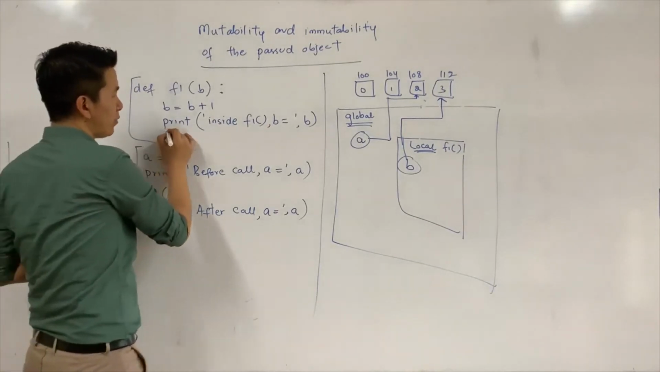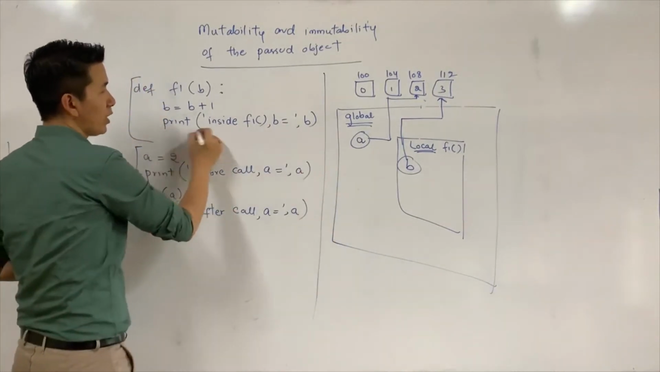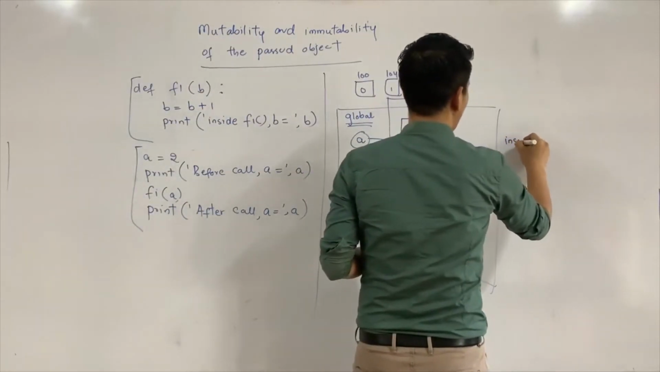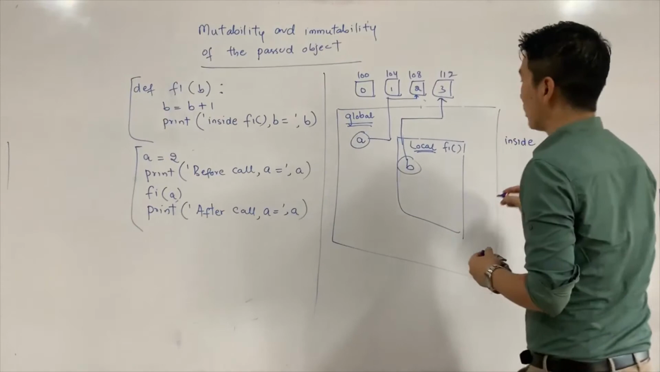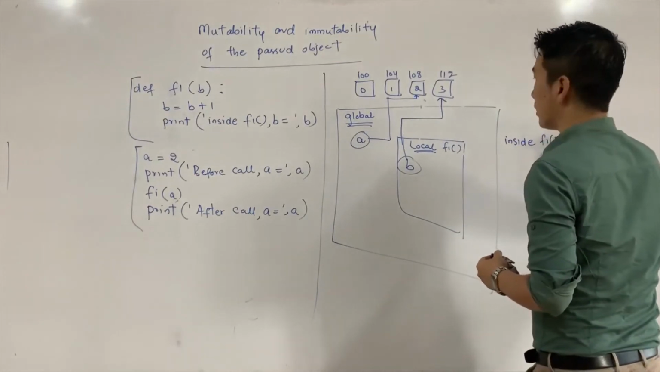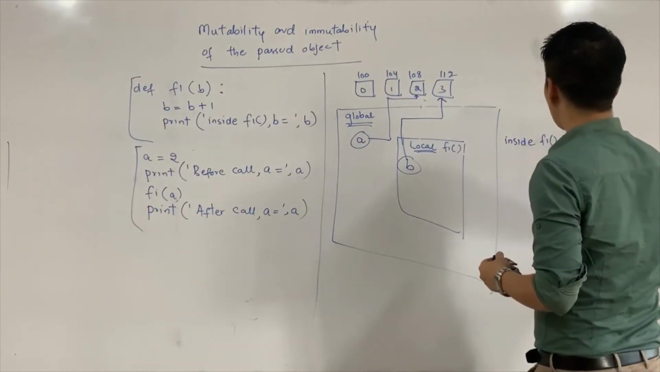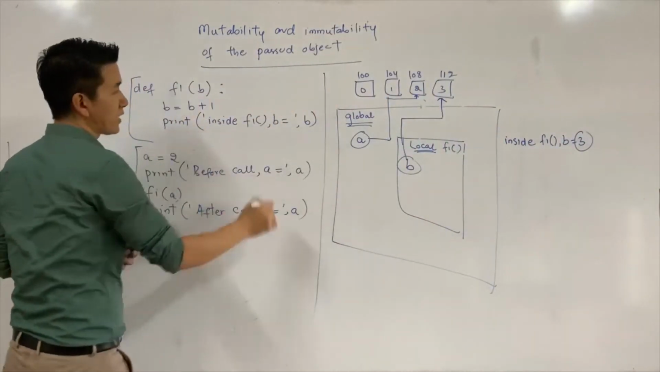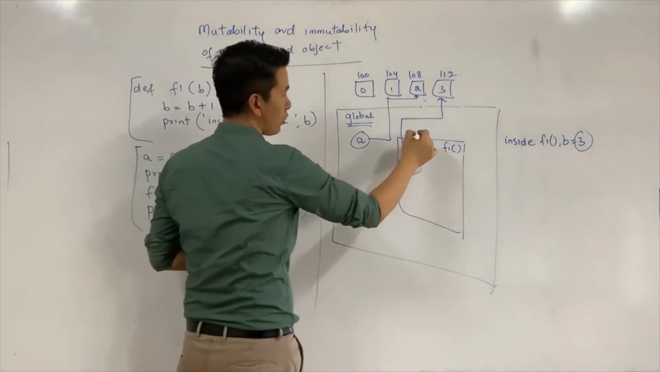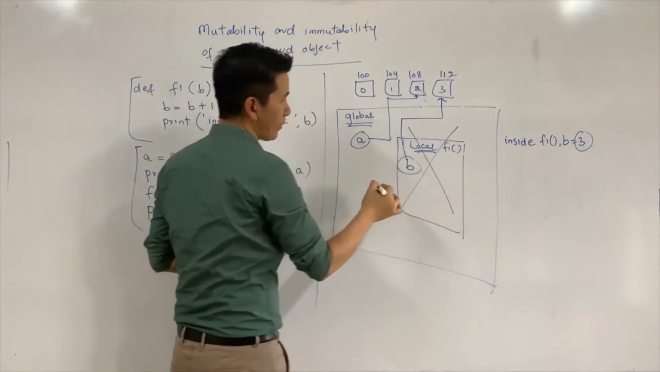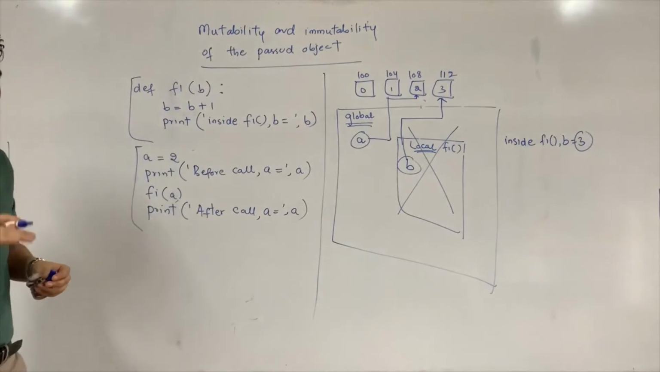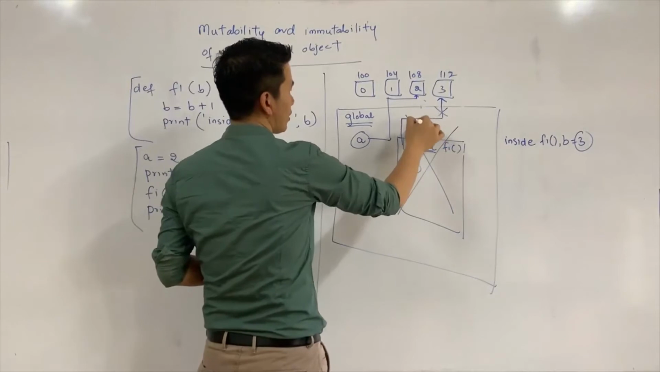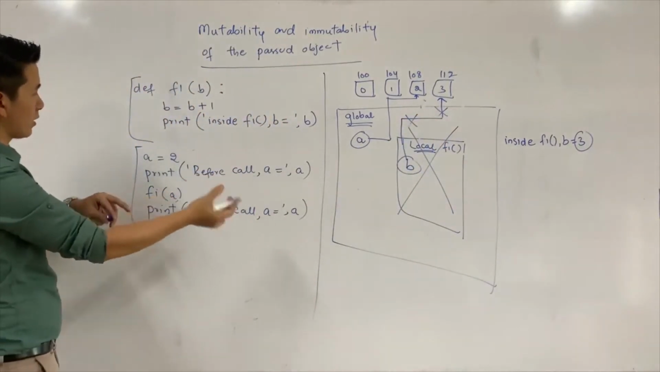Okay, and then you have the print statements, right? So this will give us the output: inside f1, b is equal to how much? It will be 3. Once the printing statement is done, the whole thing disappears. Remember, the local environment will be removed from the computer's memory, right? So the whole reference, they all will disappear.